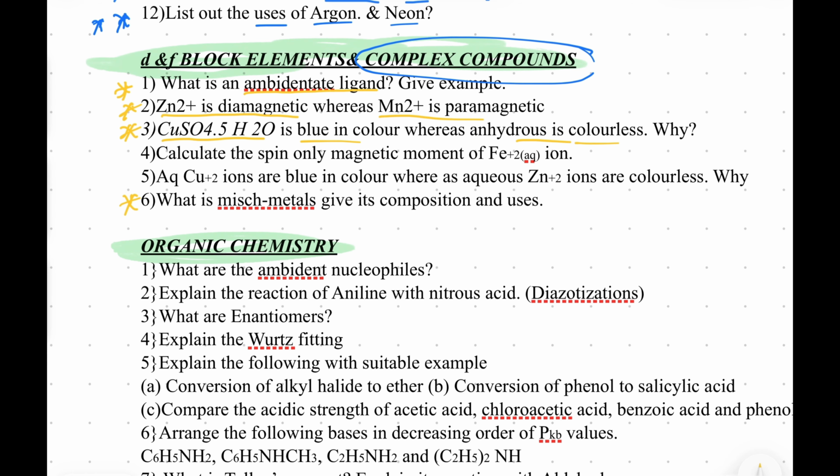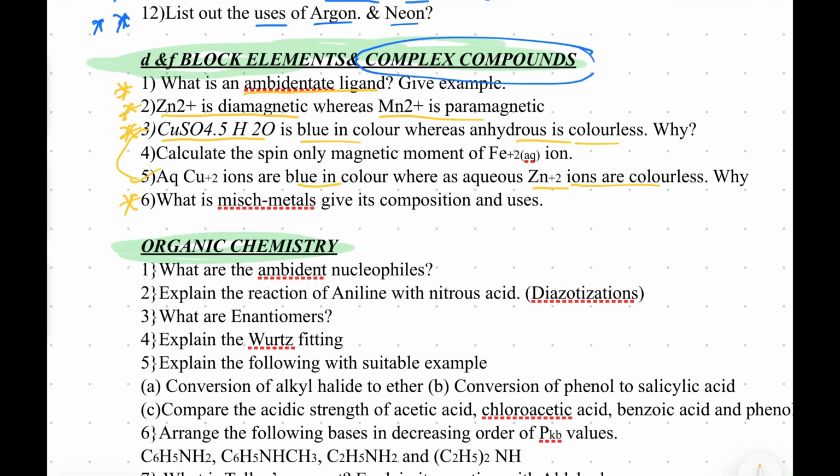Okay. Next one, aqueous Cu+2 ions are blue in color. Same question. This is repeated actually. So that is here Zn+2. Okay. Similarly, Zn+2 is colorless because of its diamagnetic property. Right. These are non-transition elements. This is transition elements. You know this one.